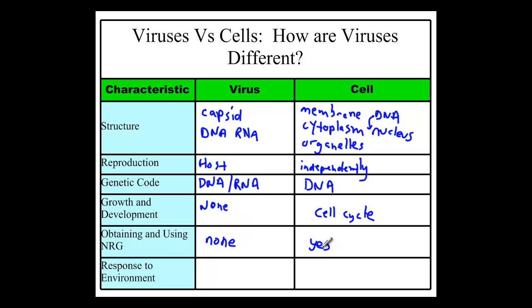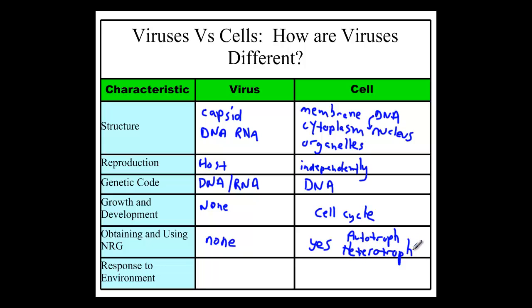All right. In terms of the way that they get or obtain energy, there's two ways. There's the autotroph, and there's the heterotroph.